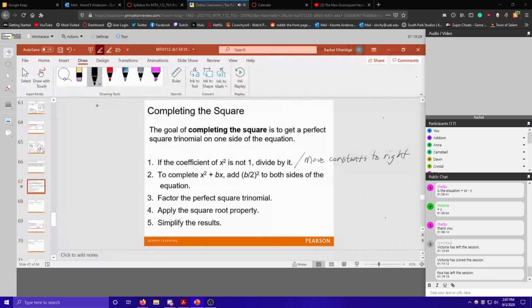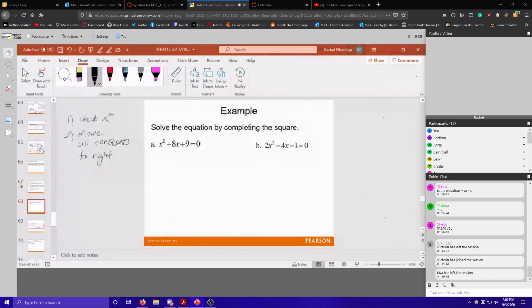So we checked our x squared. It's 1. We don't have to divide by anything. Now moving all constants to the right. That's what I'm doing now. My constant is 9, so I'm going to subtract 9 from both sides. I'm going to leave a space right here because I need to complete the square. The whole point of this is to make a perfect square trinomial that I can factor into a binomial squared.